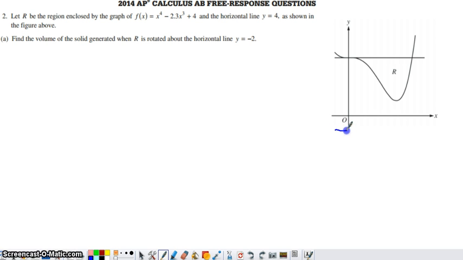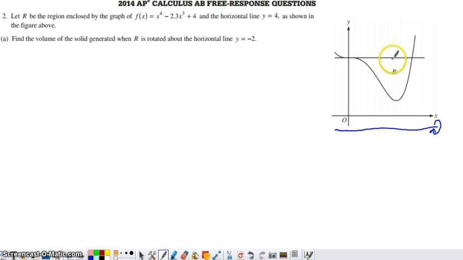So y equals -2 would be down here somewhere. So if we were able to take this region and pull it off the screen toward us and push it back into the screen down here, bring it back to where it started, it's going to trace out some three-dimensional object. We want to find what the volume of that three-dimensional object actually is.